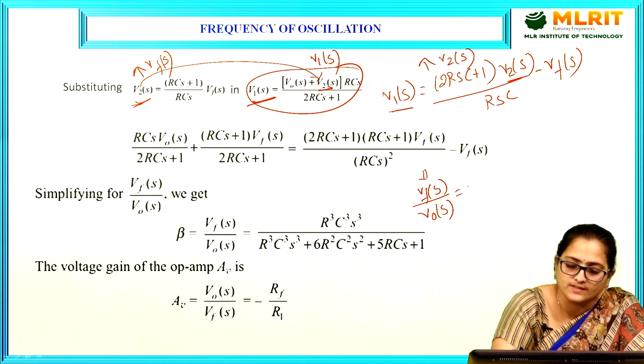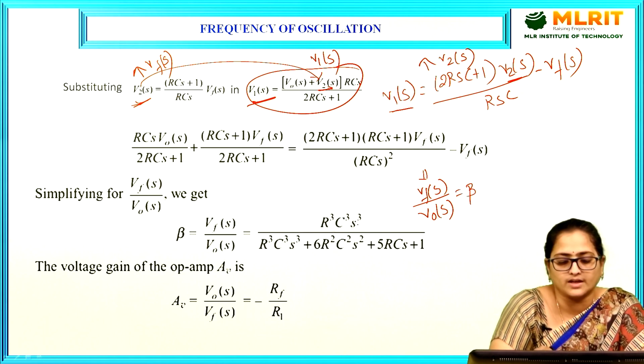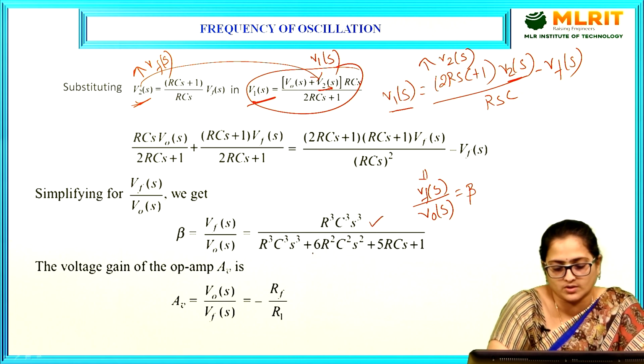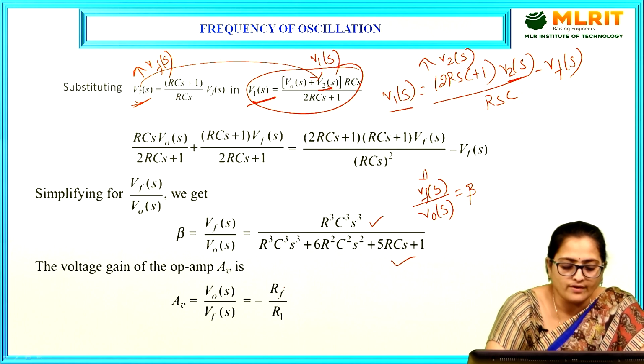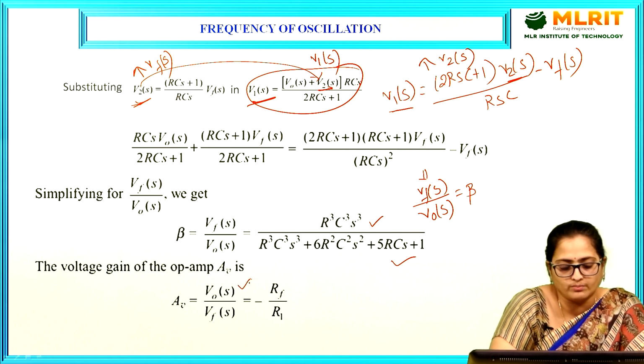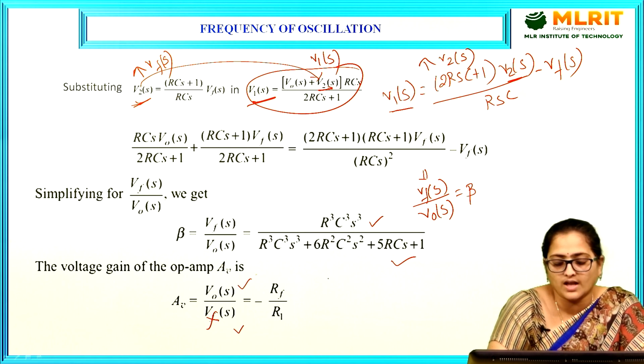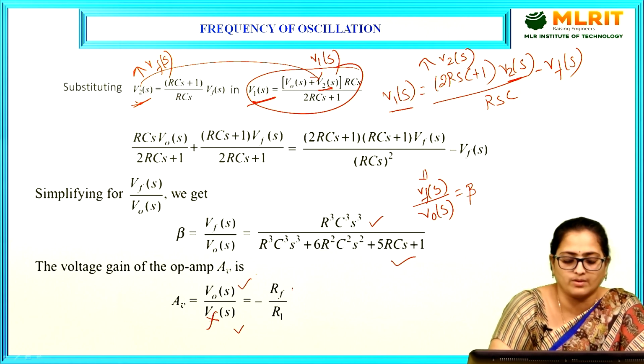So, this feedback gain is given as R cube C cube S cube divided by R cube C cube S cube plus 6 R square C square S square plus 5 RSC plus 1. And the gain of an op amp, we know it as output by input, where the input voltage here is a feedback voltage. So, the gain of an op amp is given as V0 of S by Vf of S, which is given as feedback resistance to the input resistance, where in this circuit we used Rf as a feedback resistance and R1 as the input resistance.